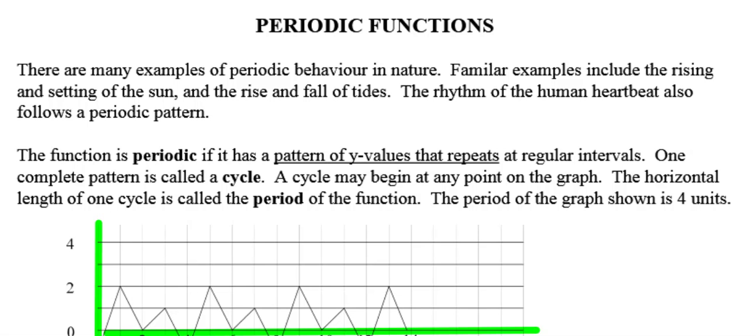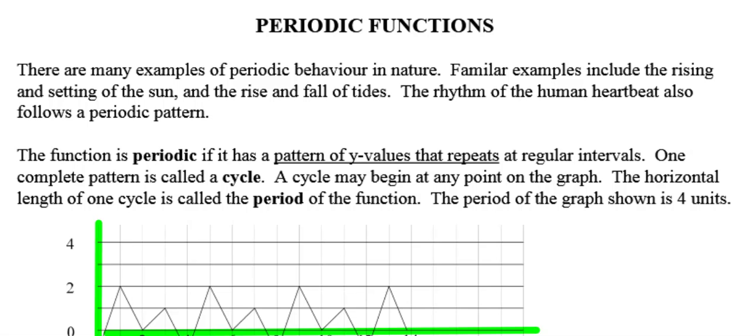Today we're going to start the second unit in trig, starting with periodic functions, just a quick definition. There are many examples of periodic behavior in nature. Familiar examples include the rising and setting of the sun and the rise and fall of the tides. The rhythm of the human heartbeat also follows a periodic pattern, provided it's a regular heartbeat and not an irregular beat.